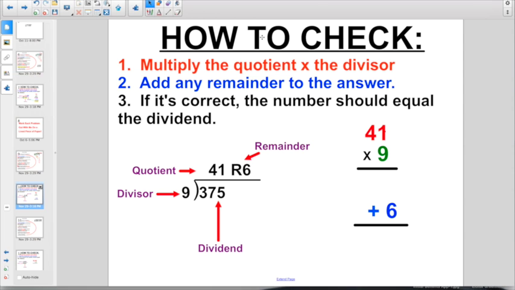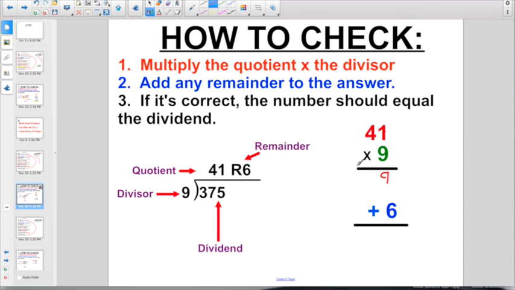But what if they asked us to check it? Remember, because division and multiplication are inverse operations, if I want to check a divide problem, I start off by multiplying. Multiply the quotient times the divisor. 41 was my quotient. My divisor was 9, so I'm going to go 9 times 1. Hey, that's 9.